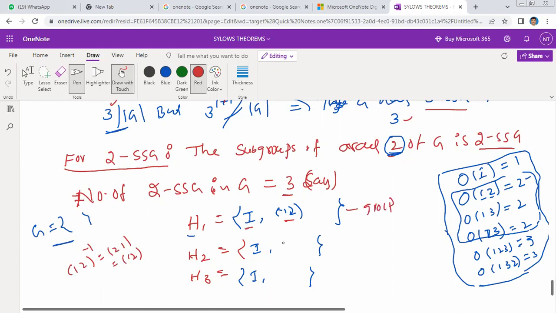Right. So what else can we take here? What about H2? Take another element of order 2, which is (1 3). Next, take the other element of order 2, which is (2 3). Yes, these are the 3 Sylow subgroups of order 2: H1, H2, H3.